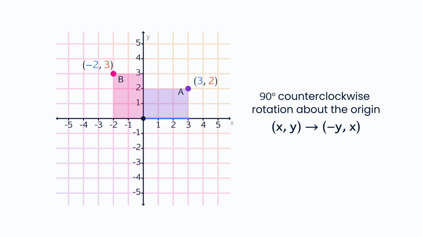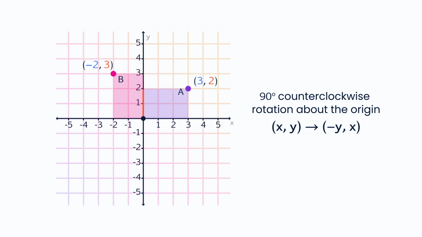The horizontal side of the original rectangle runs along the positive x-axis and gives the x-coordinate of the original point A. After rotating, this side becomes the vertical side running along the positive y-axis in the rotated rectangle. It gives the y-coordinate of the rotated point B.